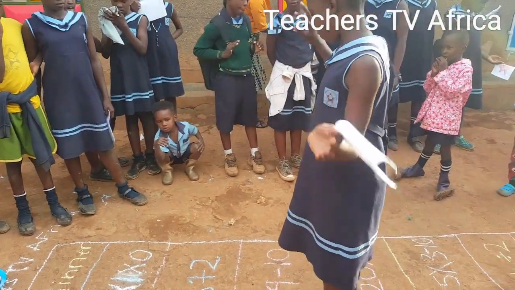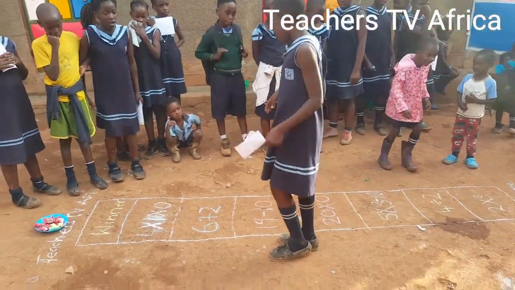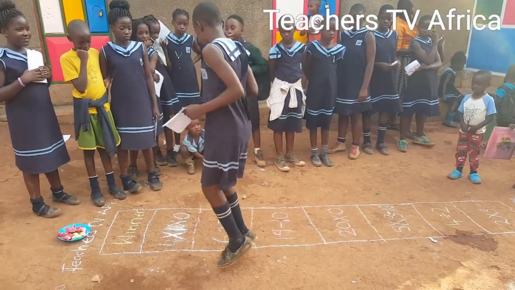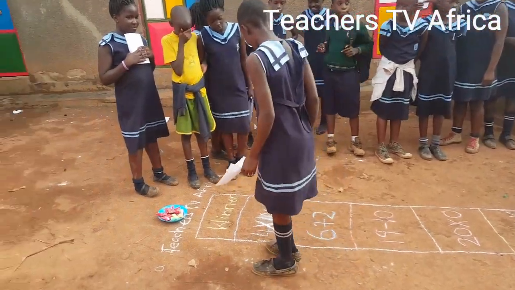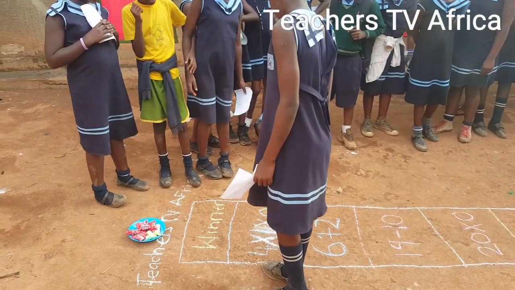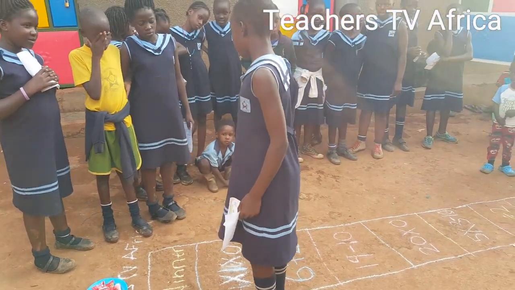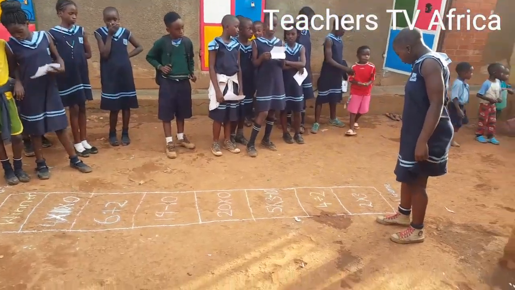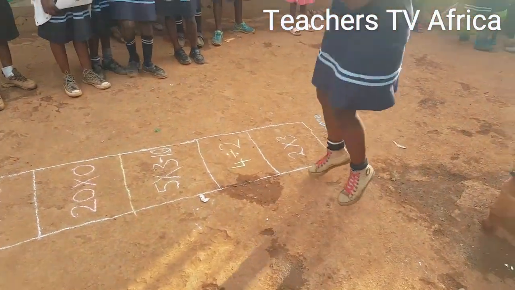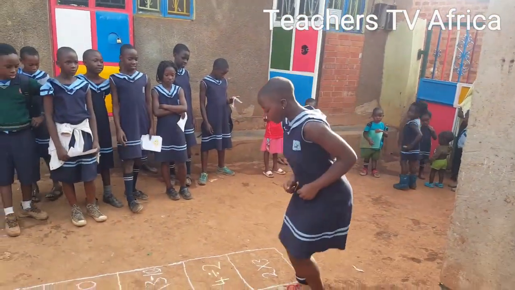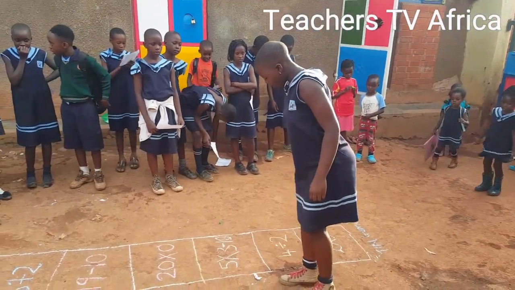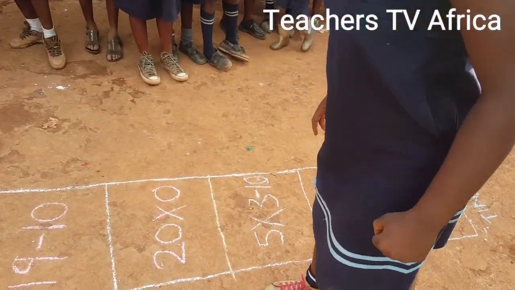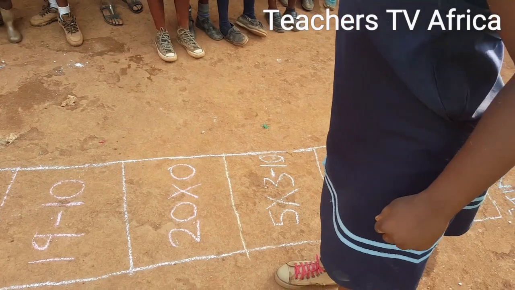1, 2, 3, 4, 5, 6, 7, 8. 6 plus 2 equals 8. 4 times 1 times 0 equals 4. 1, 2, 3, 4. 2 times 3 equals 6. 1, 2, 3, 4, 5, 6. 4 divided by 2 equals 2. 1, 2. 5 times 3 minus 10 equals 5.